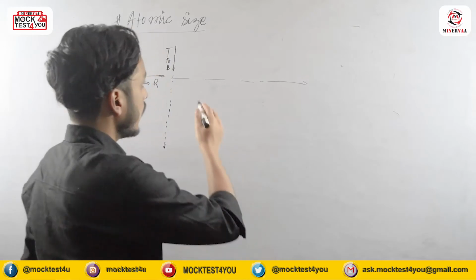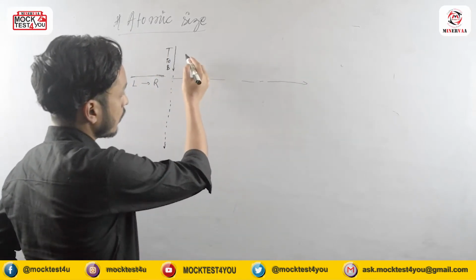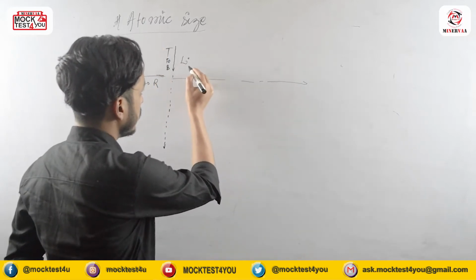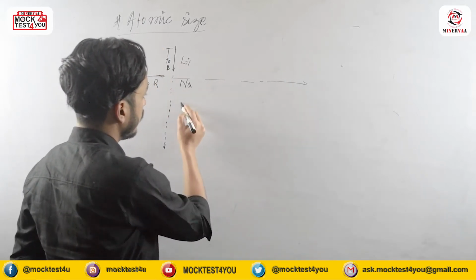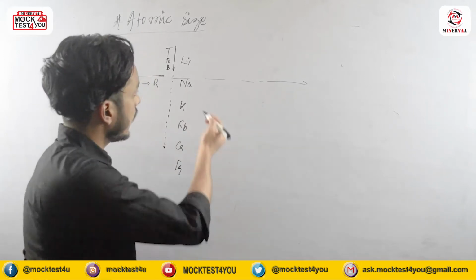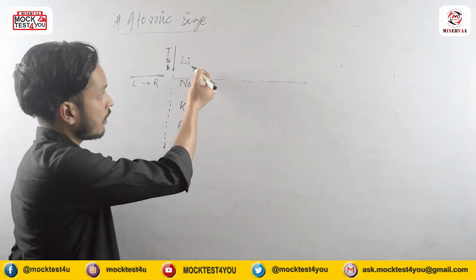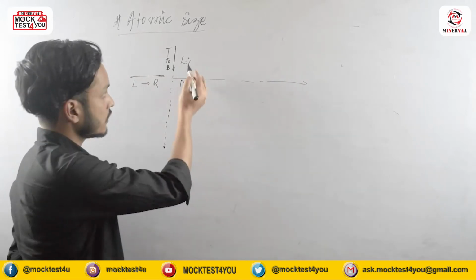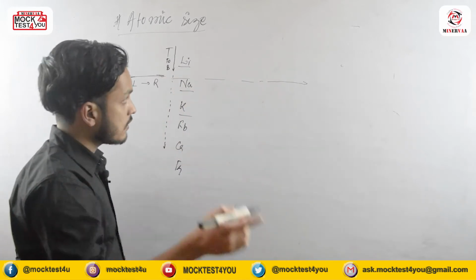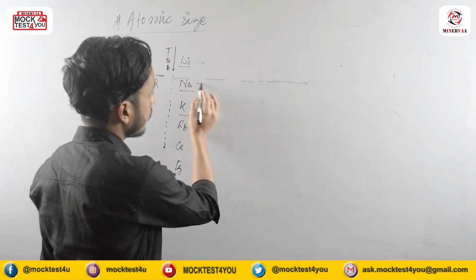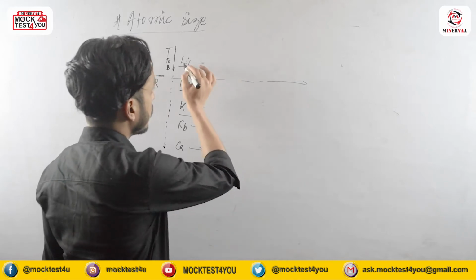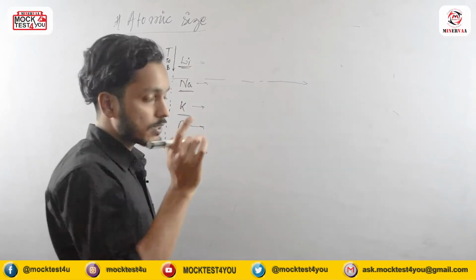You will see that as we are moving from top to bottom, the atomic number is increasing, right? If you take lithium, sodium, potassium, rubidium, cesium and francium, as we go down and down, the atomic number is increasing. As you can see, 3, 11, 19, like this the atomic number is increasing. Since the atomic number is increasing, the atomic size will also increase.